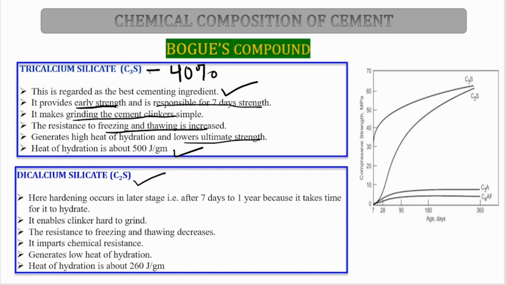Then coming to the next is C2S, dicalcium silicate. So here hardening occurs in a later stage, that is, it takes around 7 days to 1 year, because it takes time to hydrate, which is important to note. Then the clinker is very hard to grind. The resistance to freezing and thawing decreases over here, and it imparts chemical resistance. The heat of hydration is generated very low here, and the heat of hydration is only 260.